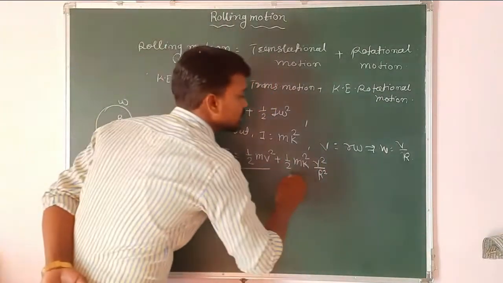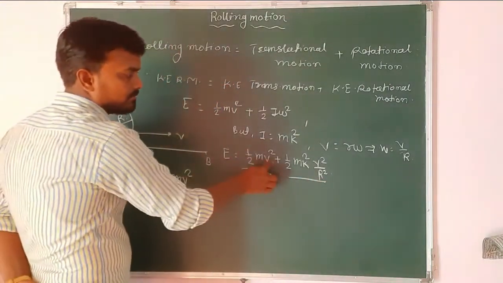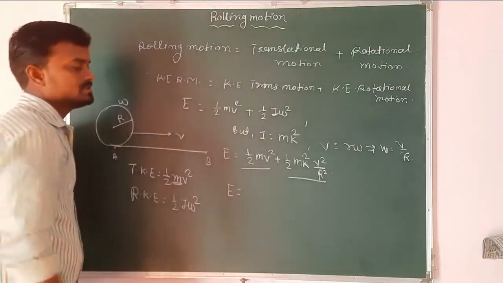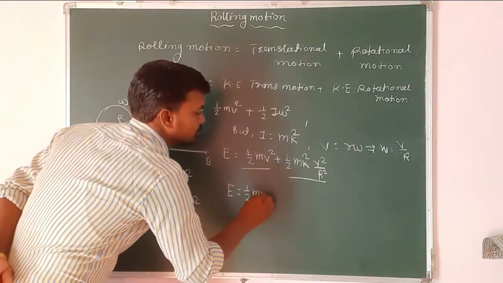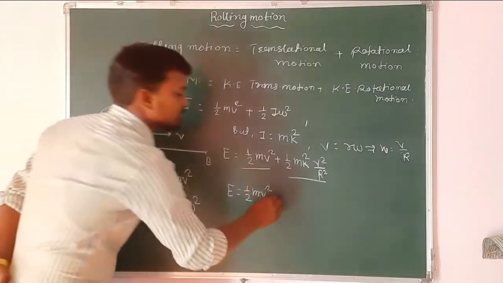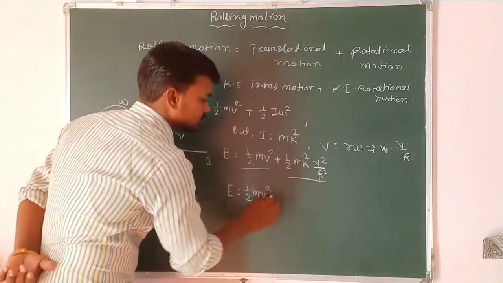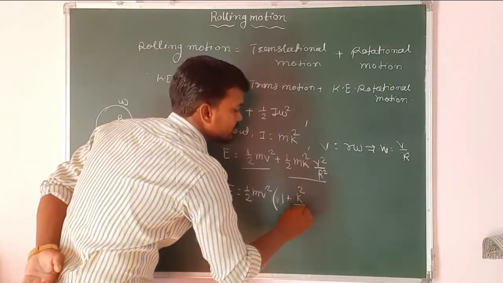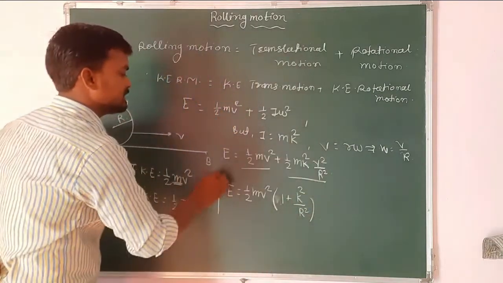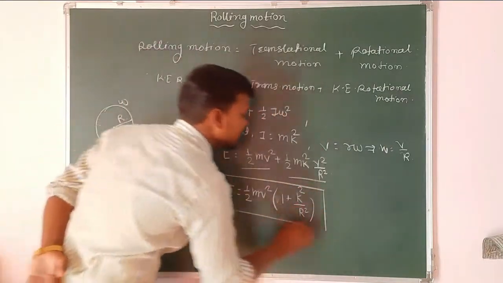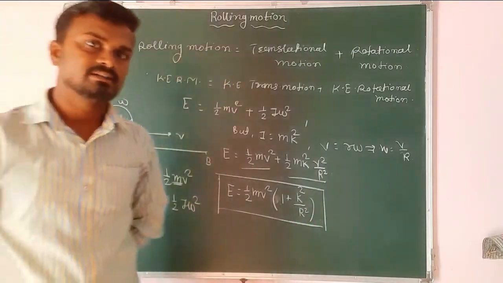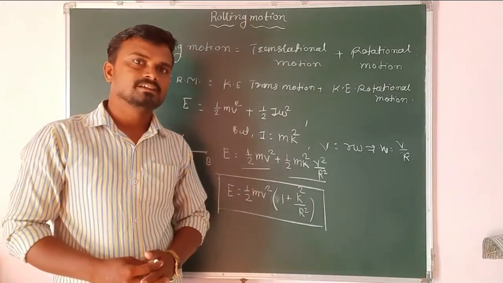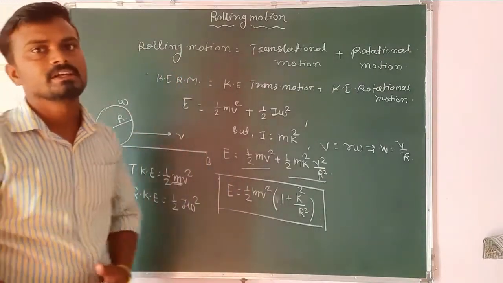Now in these two terms we have the common factor 1/2 mv square. Let's take it common. Then E is equal to 1/2 mv square in bracket 1 plus k square by R square. And this is the equation for kinetic energy of rolling motion in terms of linear velocity v.